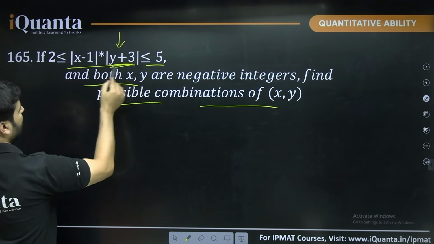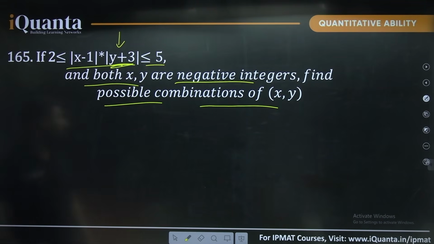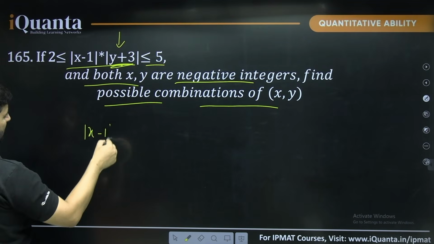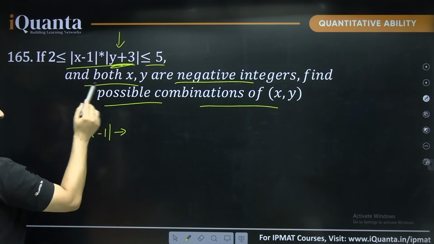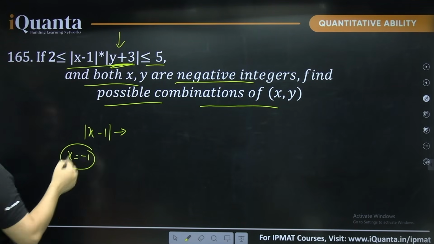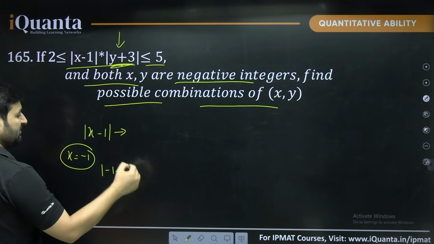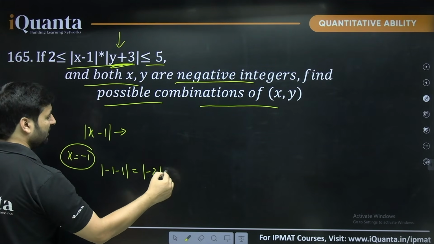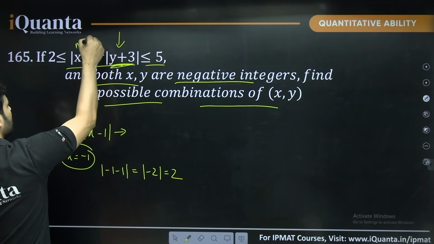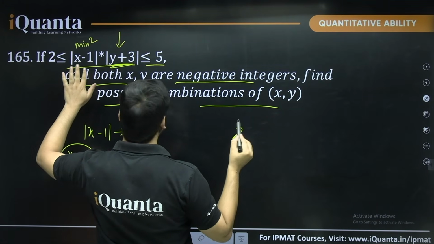This y + 3 can have any value, but because it has clearly said that x and y are negative integers, what can you say about |x − 1|? What is the first negative integer? That is x equal to −1. If x is equal to −1, the first negative integer, what is the minimum value of this |x − 1|? It will be |−2|, that will be 2. So we are very sure that the minimum value of this is going to be 2.